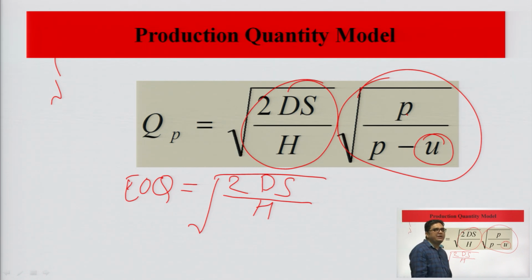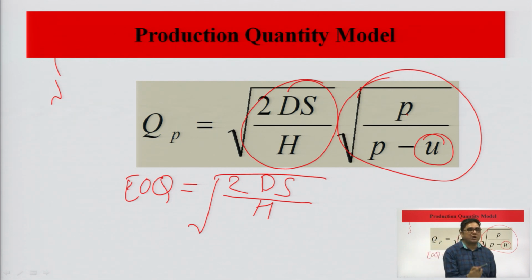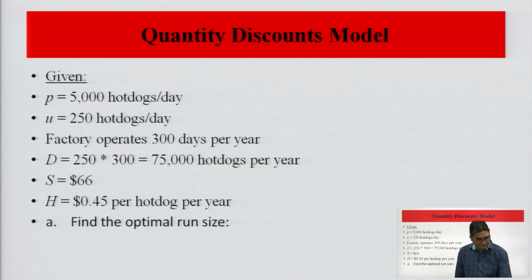I had discussed in detail why rate of production and rate of usage are important, because if the rate of production is high and the rate of usage is low, more goods will go into inventory. If the rate of usage is very high and the rate of production is low, then there will be a shortage, and that is going to create certain problems for the organizations too.